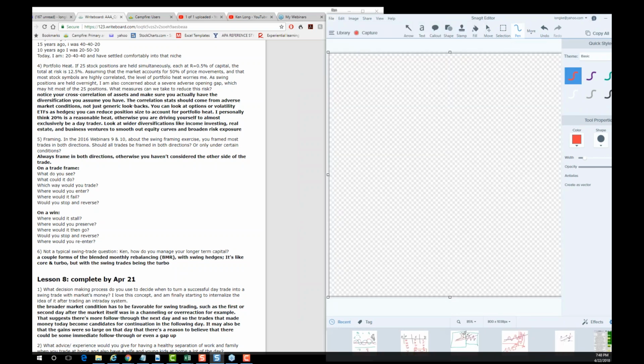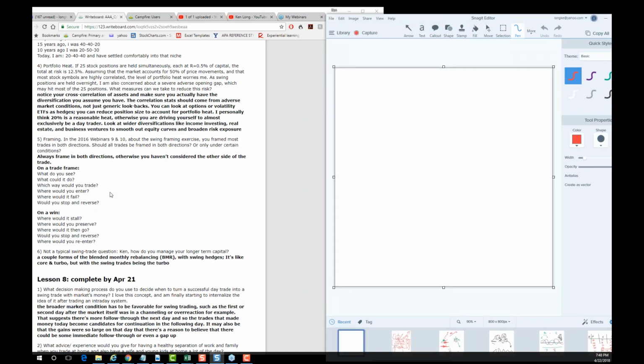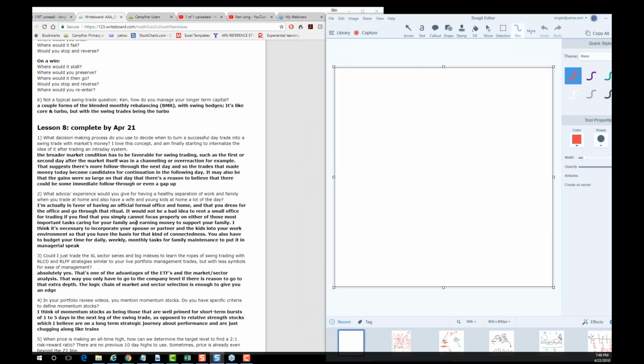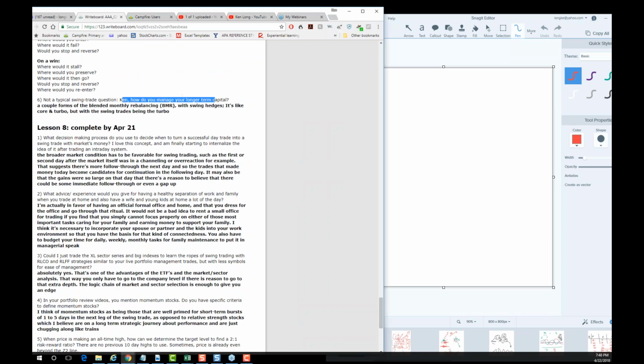What I have found is that this act of trade framing in this way protects you against falling in love with your ideas. The question was, how do I manage my longer term capital? I think I've answered that one already with the 20-40-40. It's like a core and turbo, but now the swing trades are the turbo, and the position trades like BMR are the core. Okay, next one, lesson 8.